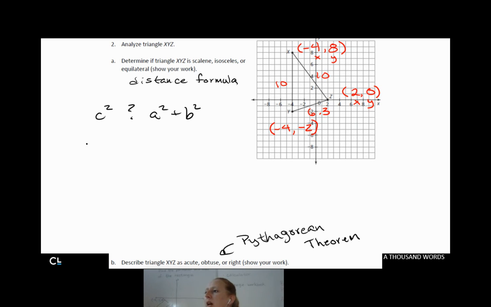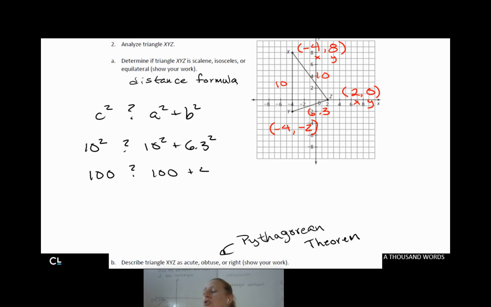So one of the 10s will have to be my c squared, and then the other 10 and the 6.3 will be my a squared plus b squared. Use a calculator, it's helpful. 10 squared is, of course, 100. That happens over here as well. Just have a question mark in the middle till I know what's going on.